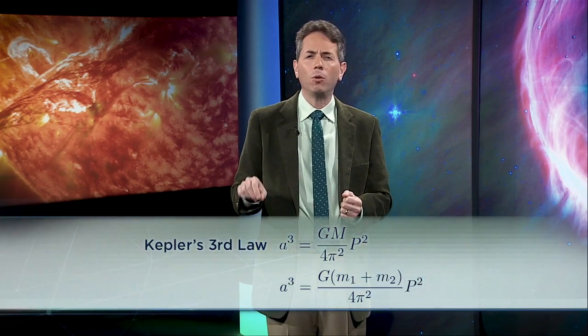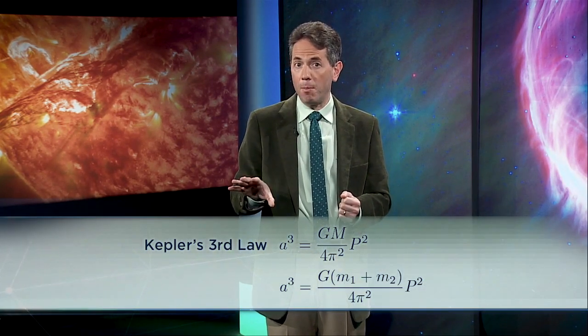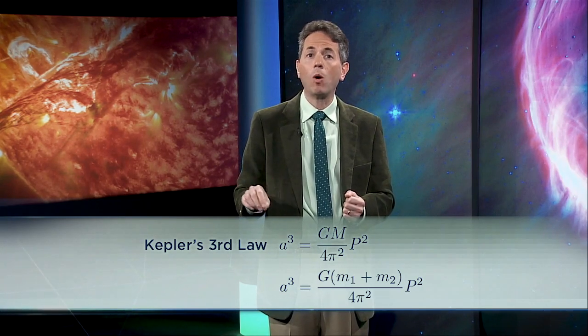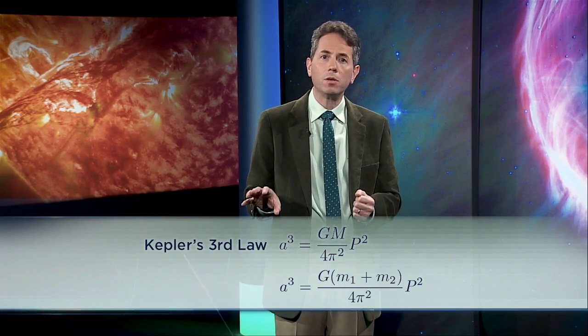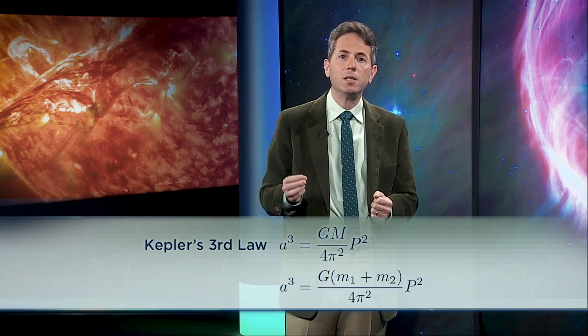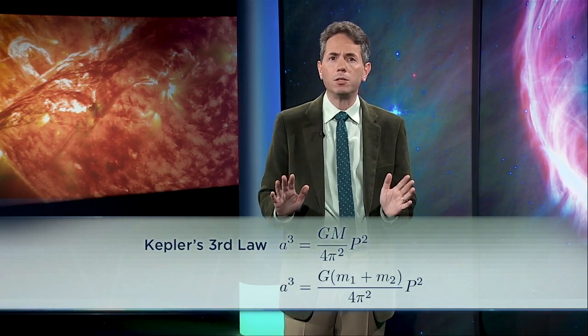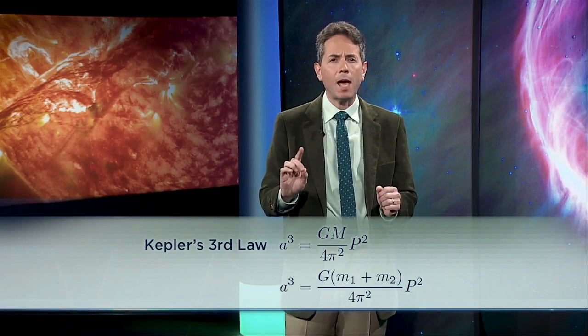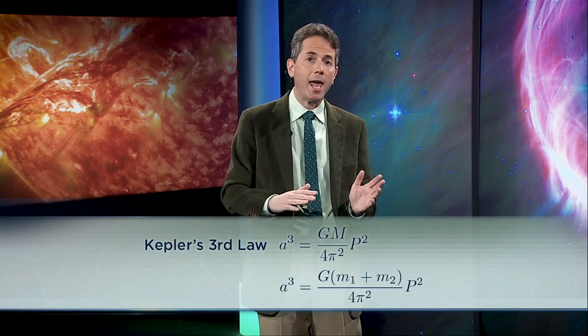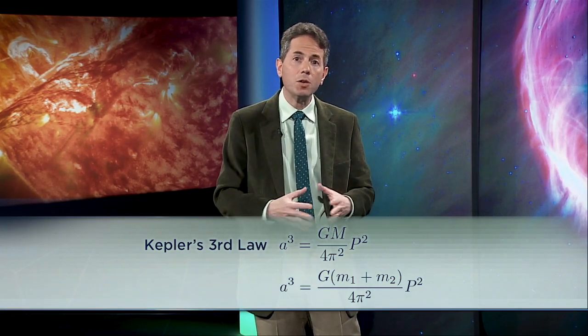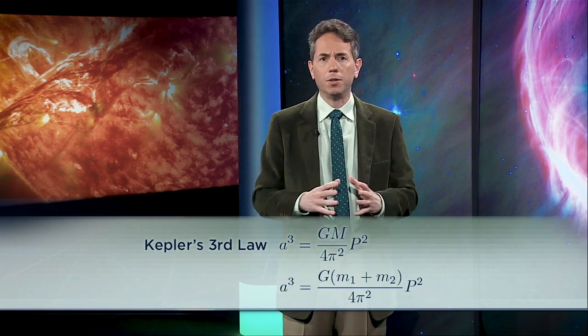Kepler's second law will also apply, so the relative speed of the stars will rise as they approach each other. And Kepler's third law applies. The only differences are that the m in Kepler's third law is now the total mass of both stars, and the a is the semi-major axis of the relative orbit. That means if we can measure a and p for a binary star system, we can calculate the total mass.